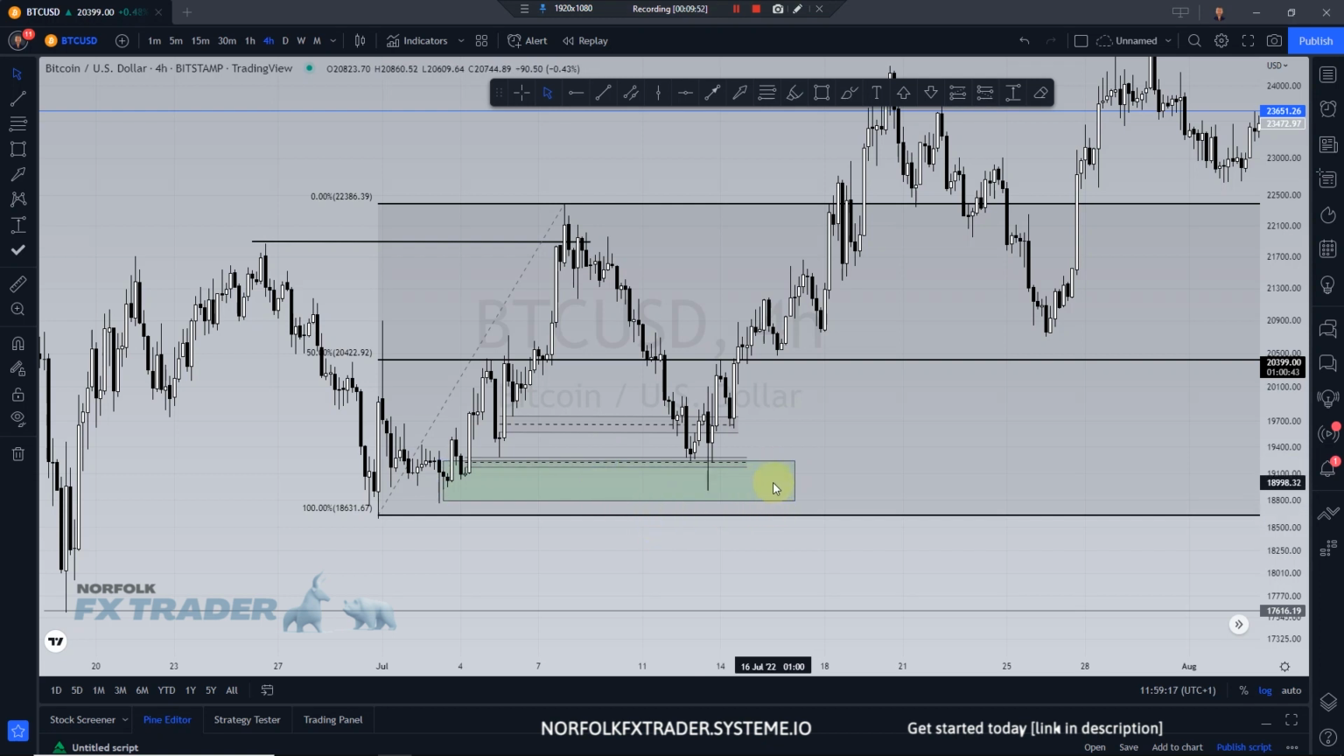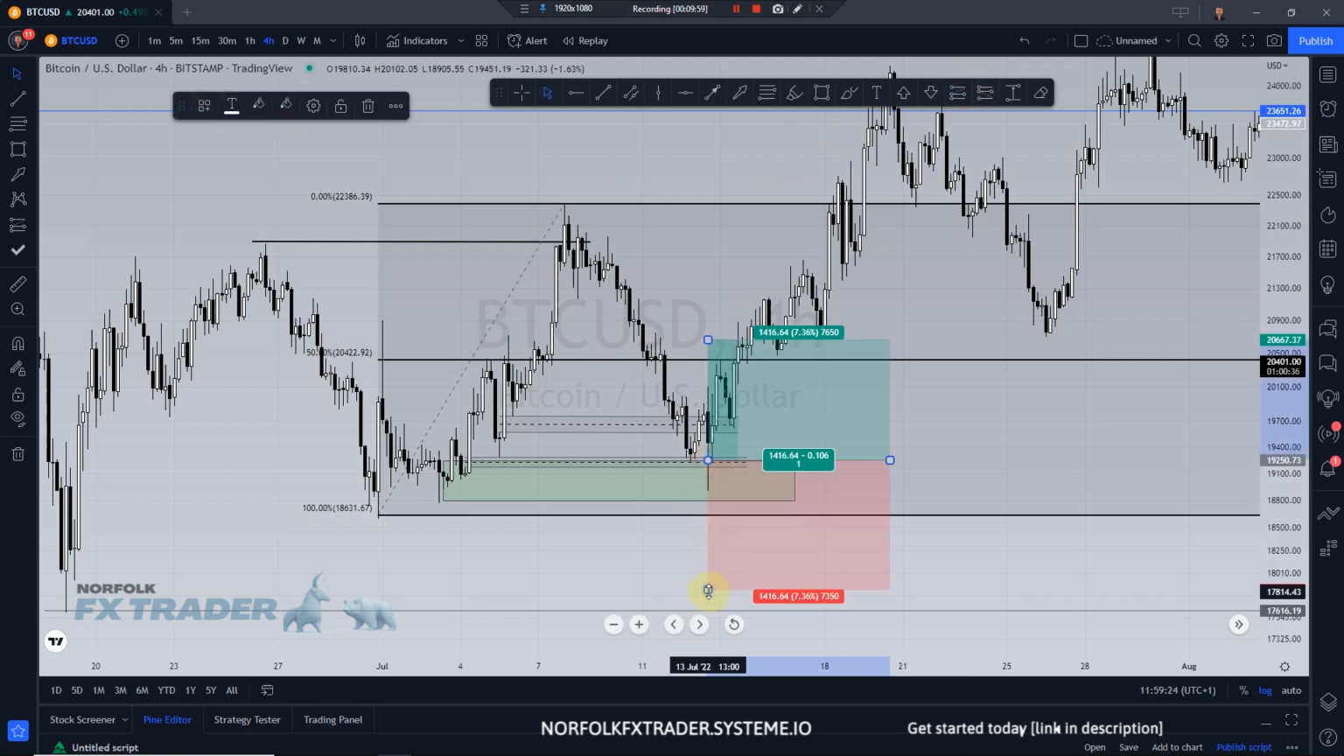Based on this area of demand, you'll then be looking at targeting these highs. So if you're taking that as a simple trade, enter here, stop at the low of the zone, and this will be your target.